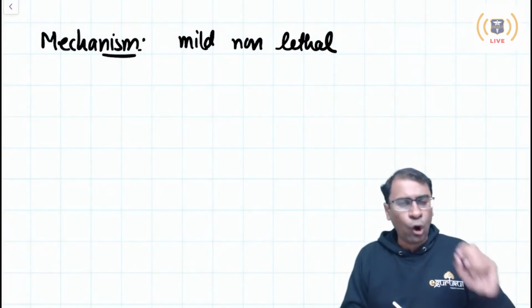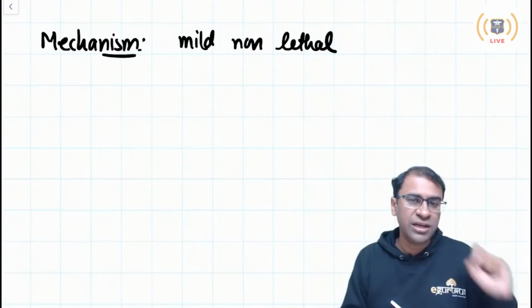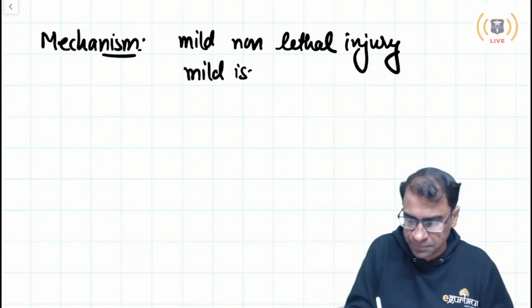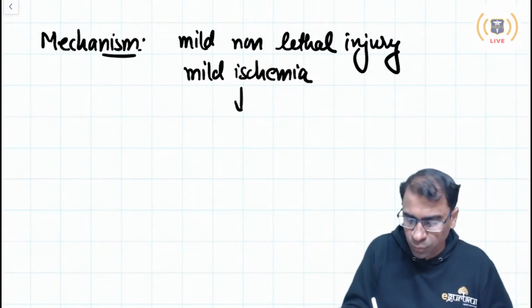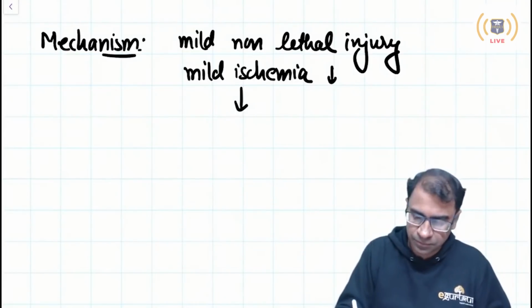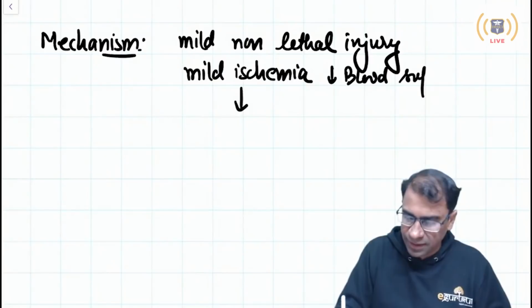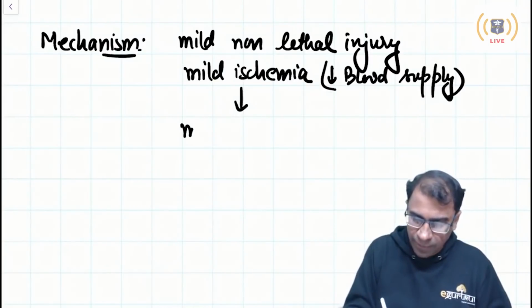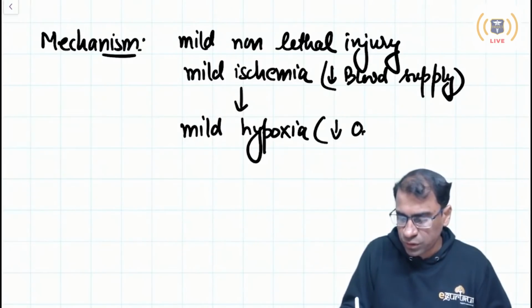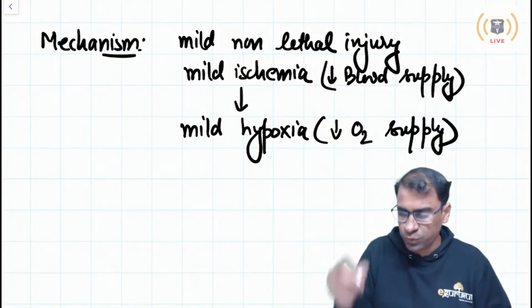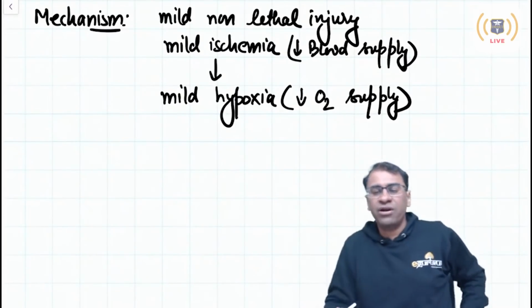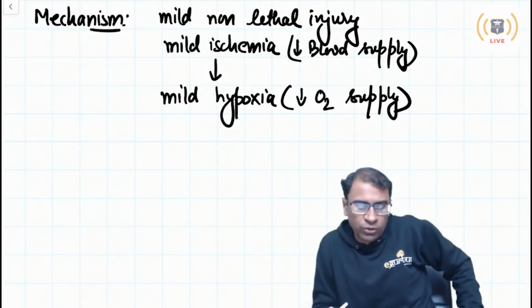non-lethal injury. All the injuries I just mentioned eventually lead to a mild amount of ischemia. And that mild ischemia, which is reduced blood supply, causes mild hypoxia, which is reduced oxygen supply. So mild ischemia causes a mild amount of hypoxia.